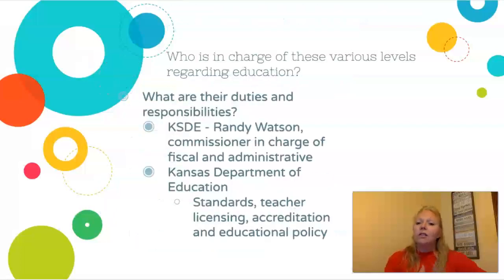So then who's in charge of these various levels, regarding education, and what are their duties? So at the KSDE, so the Kansas State Department of Education, Randy Watson is our commissioner. He's in charge of the fiscal and administrative sides of the Department of Ed, and then that breaks down to, the Department of Ed is in charge of standards, teacher licensing, accreditation, education policies, and many more smaller branches off. I just wanted to make the key points of the big parts that they were in charge of.